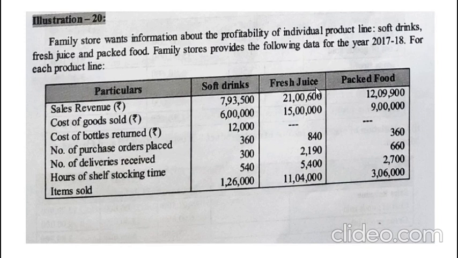Particulars: soft drinks, fresh juice, packed food. So there are three products manufactured or distributed by Family Store, that is soft drinks, fresh juice, and packed food. They have given us the sales revenue, cost of goods sold, cost of bottles returned, number of purchase orders placed, number of deliveries received, hours of shelf stocking time, items sold, and the cost for each product is given in the problem.